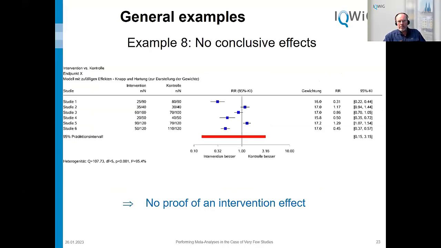So example 8, no conclusive effects, very large heterogeneity, some evidence is lying here, some is here, and here you have no proof of an intervention effect.